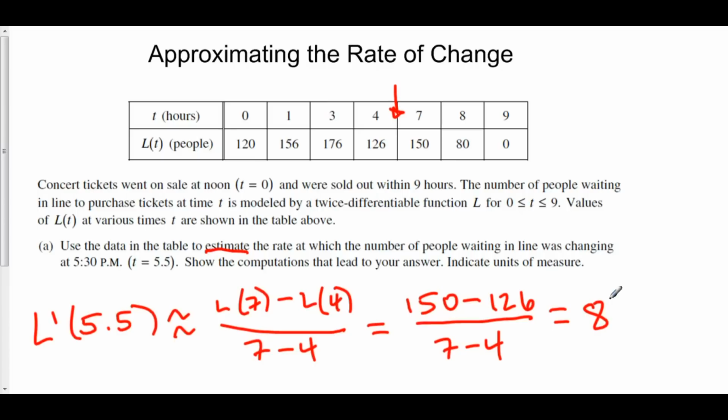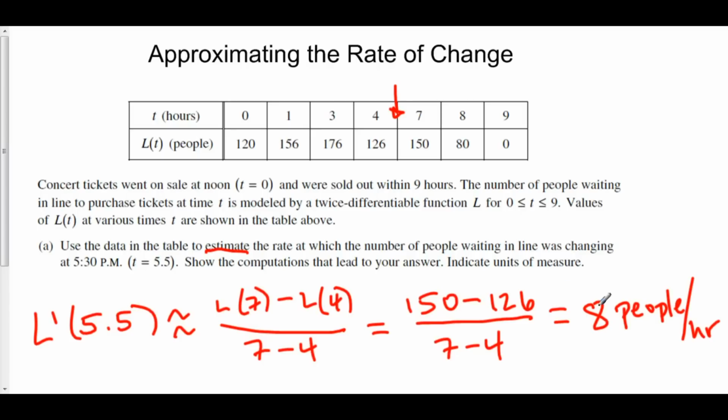Now let's take a look at our units. Since we have a slope, L is in terms of people. And our denominator, which is time, is in terms of hours. So this is people per hour. So let's consider what this means. This means that at time 5.5, about 8 people per hour are entering the line.